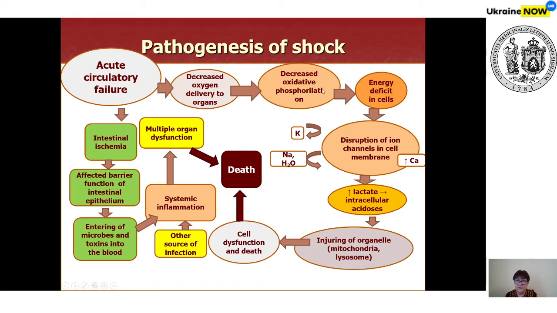Such processes take place in all organs and tissues. There are special points in the gastrointestinal tract. Intestinal ischemia leads to affected barrier function of intestinal epithelium, allowing entering of microbes and toxins into the blood that provoke systemic inflammation and result in multiple organ dysfunction. Systemic inflammation may be caused by other sources of infection also.